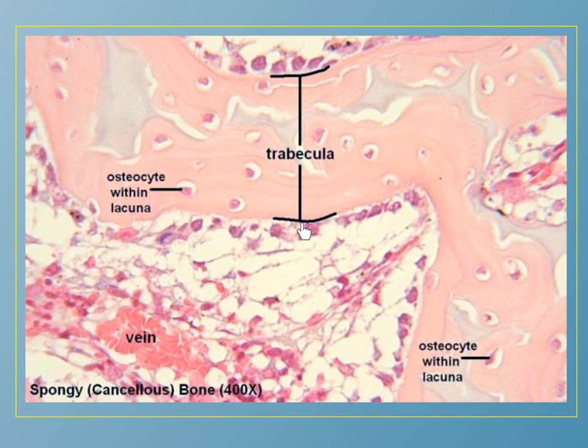But here, lining this cavity, you can see other cells, which are the osteoblast on the surface of this trabeculum. And they are having one nucleus, so these are the osteoblast and not osteoclast. Here also osteocyte within the lacuna, and this another bone marrow space.